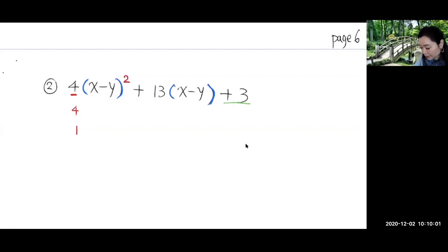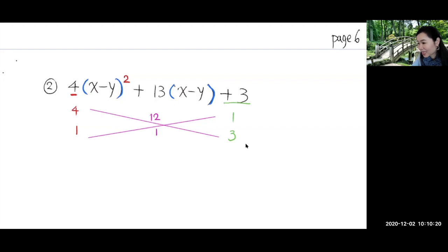Yes, let's try 1 and 3. 1 and 3. Okay. Now let's see if it works. Let's focus on the coefficient. 4 times 3, it is 12. 1 times 1, it is 1. Wow, we got lucky.